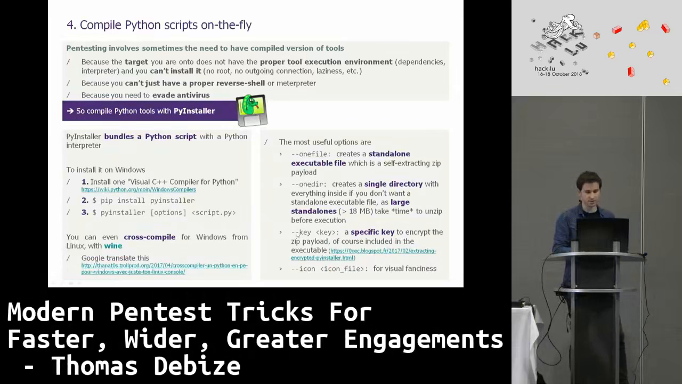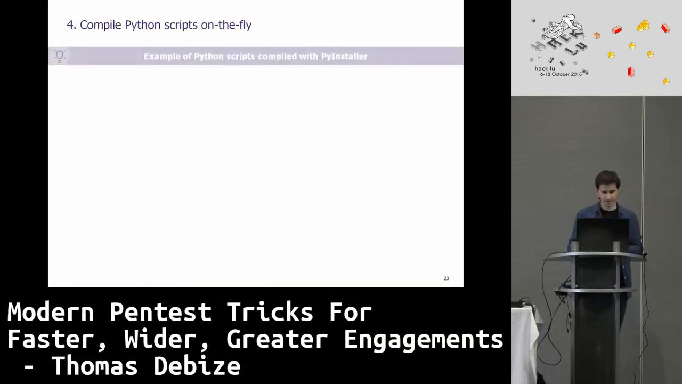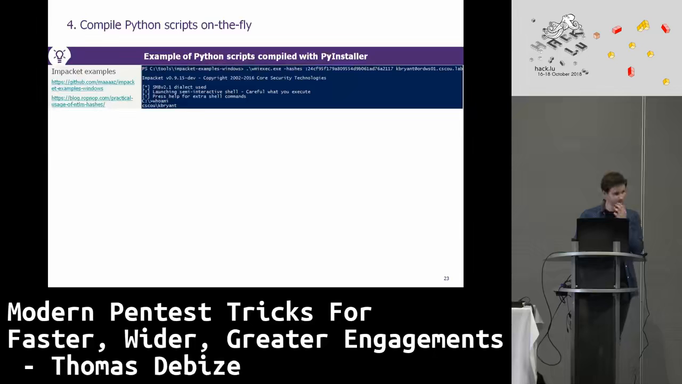You can provide a custom encryption key. Of course, the key is included in the zip payload in the native binary, because the binary should be able to decrypt itself to execute it. But still, just with the key, you can evade some antivirus. And then you have the icon option, to provide an icon file just for visual fanciness.